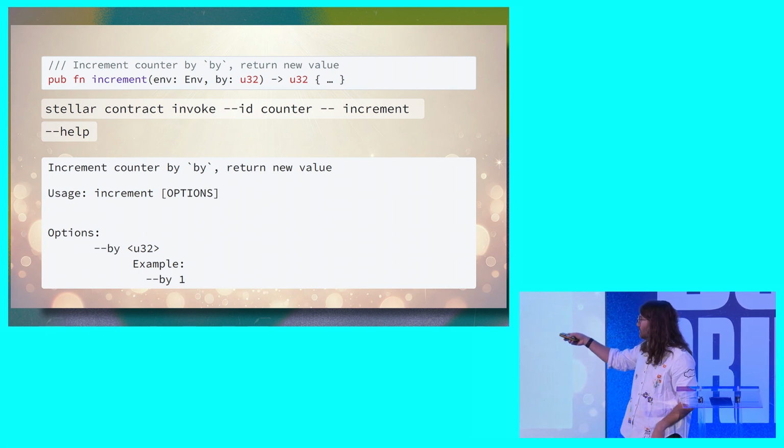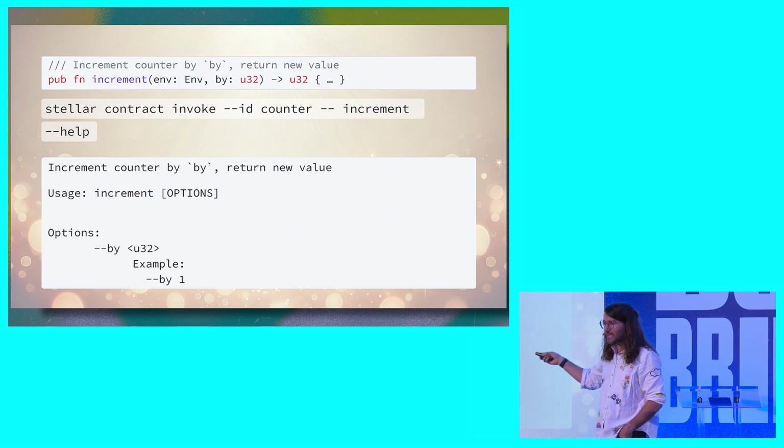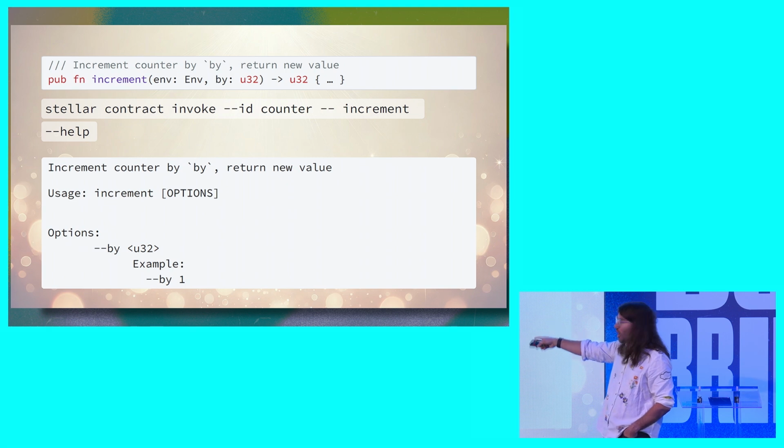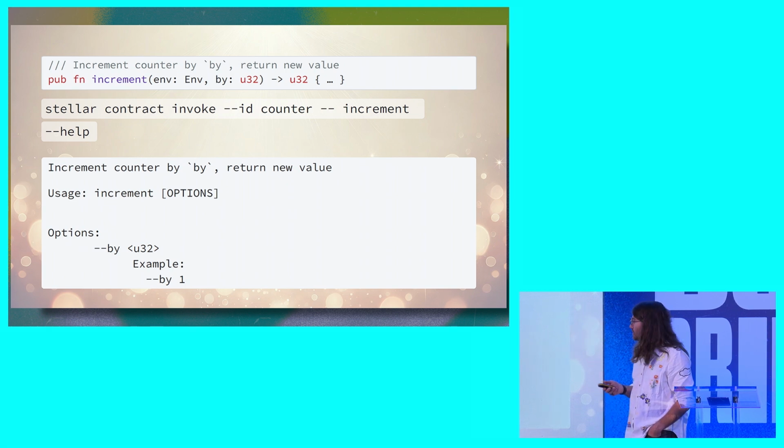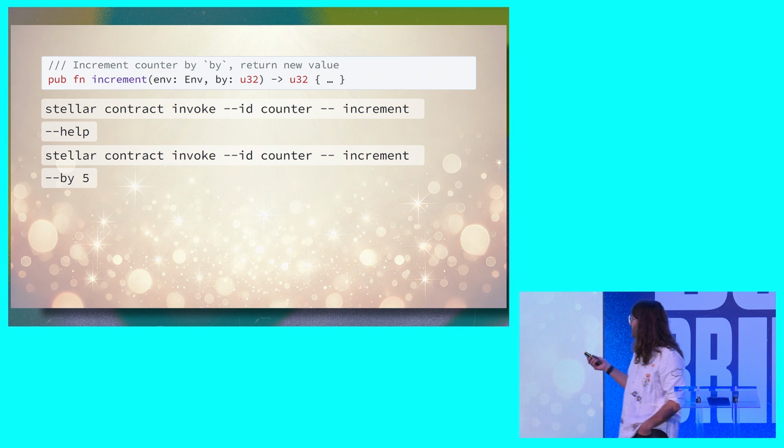So now we see the increment counter by again, but we also see all of the options that it takes. And there's a --by, right? The argument to it matches the argument name in the original smart contract. So now we know we can invoke it with counter increment --by 5.